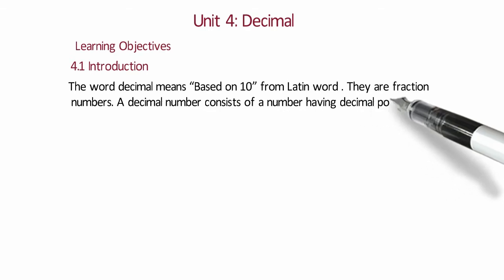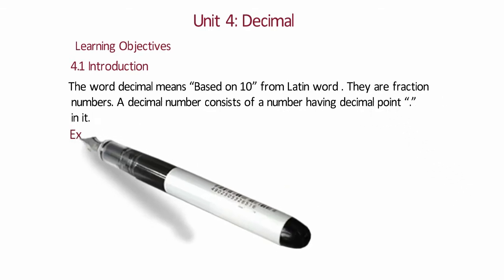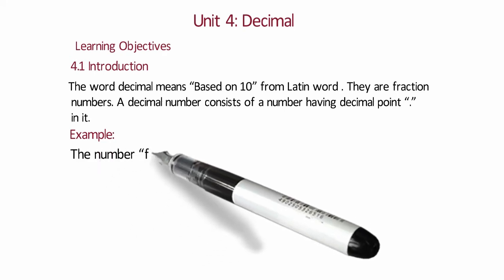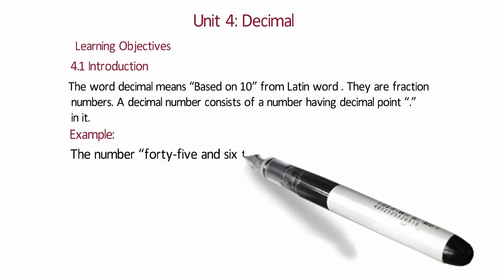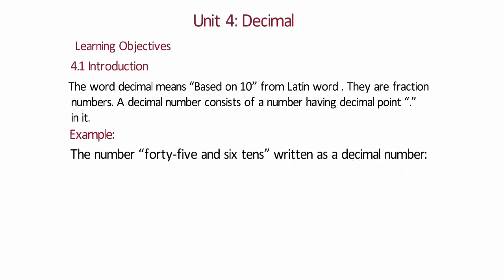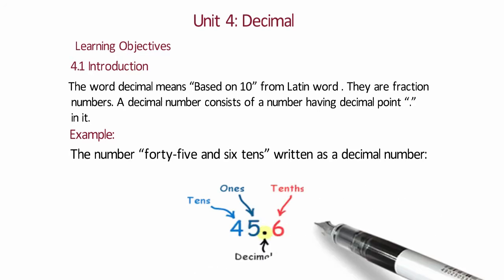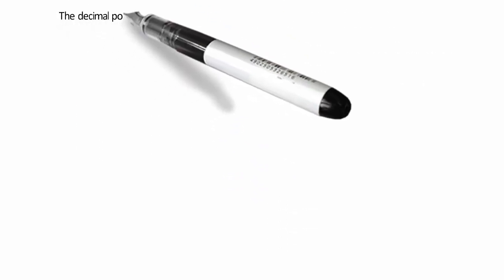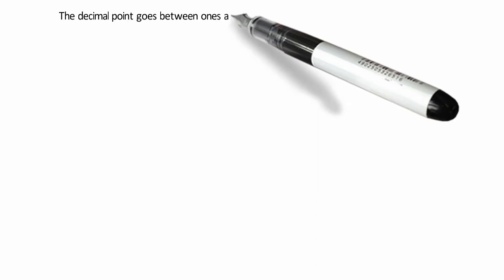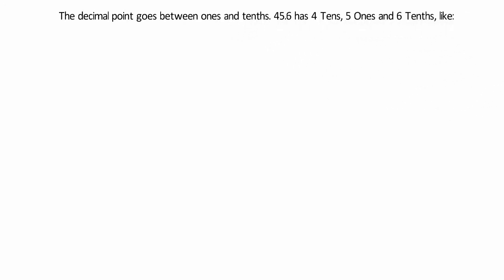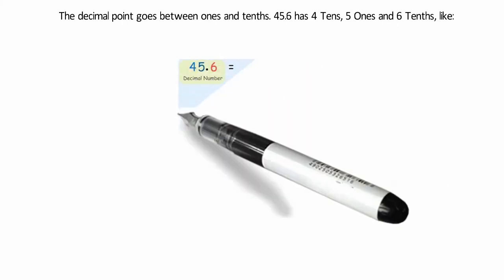They are fraction numbers. A decimal number consists of a number having a decimal point (dot) in it. Example: the number 45 and 6/10 written as a decimal number. The decimal point goes between ones and tenths. 45.6 has 4 tens, 5 ones and 6 tenths.